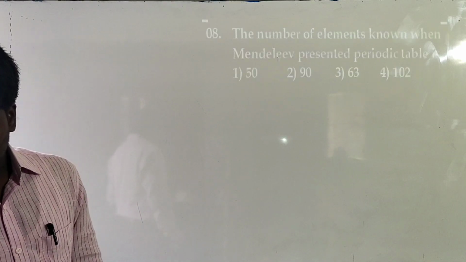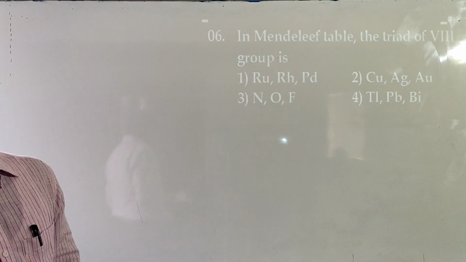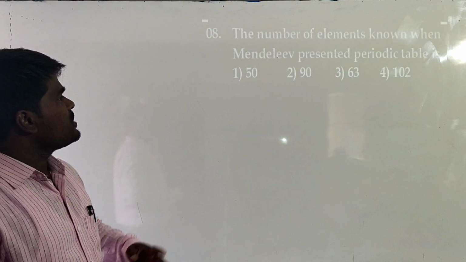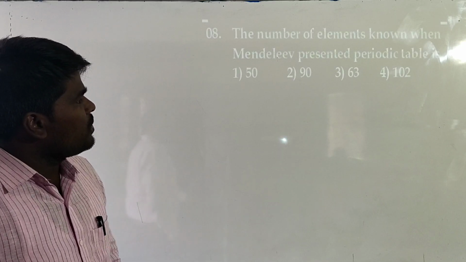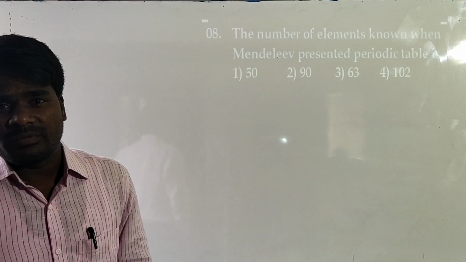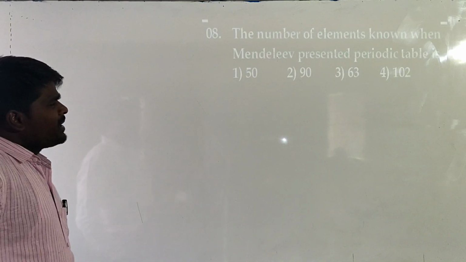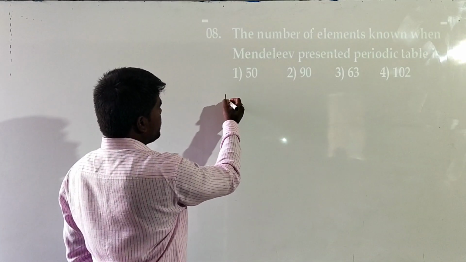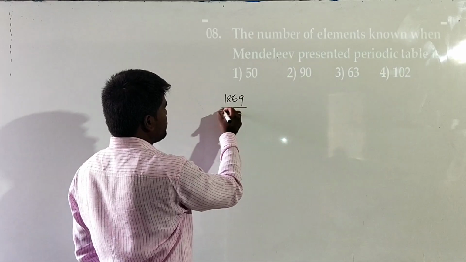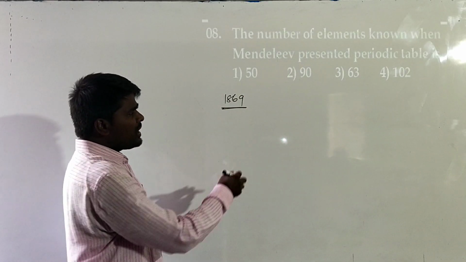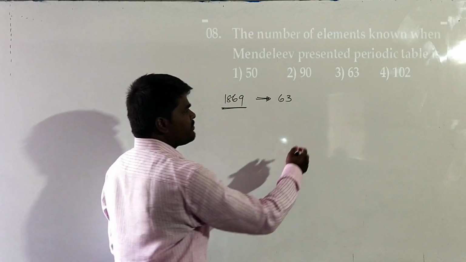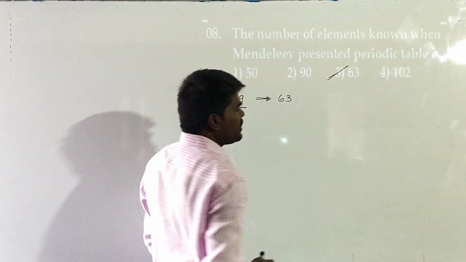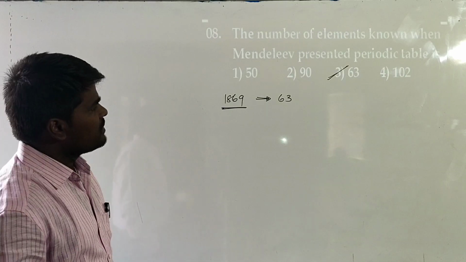We'll move to the next question. Here comes the 8th question in our material: the number of elements known when Mendeleev presented the periodic table is. Mendeleev developed the periodic table in the year 1869. At this time, the total elements known were 63. At the time of Mendeleev, he knew of only 63 elements. Right?